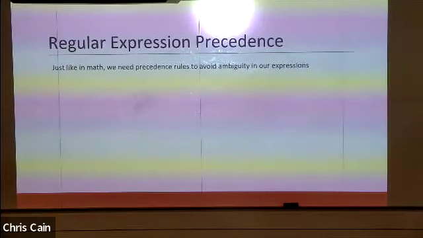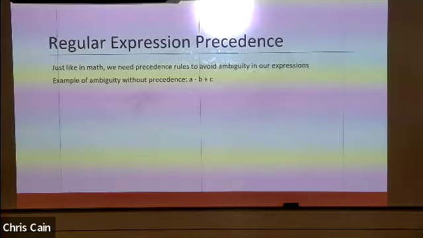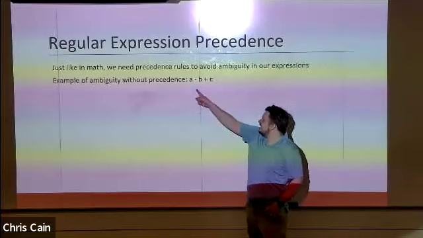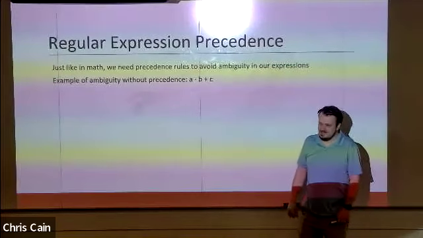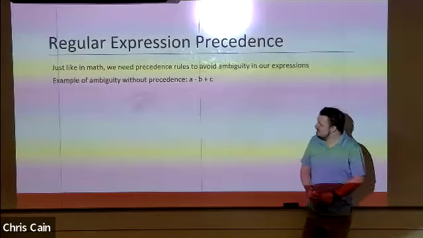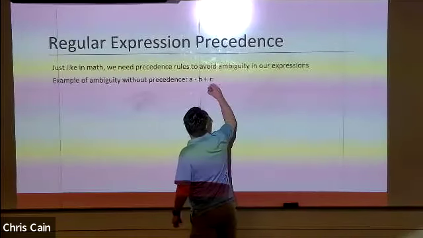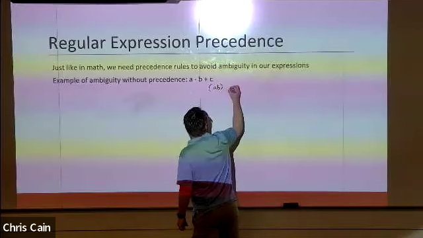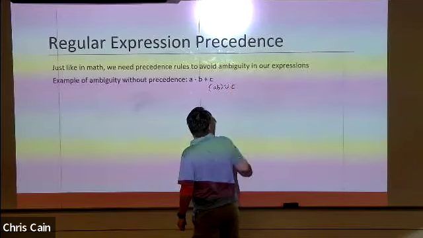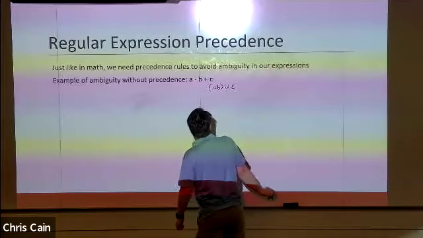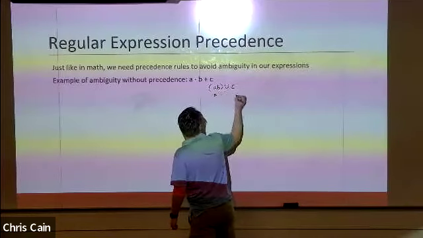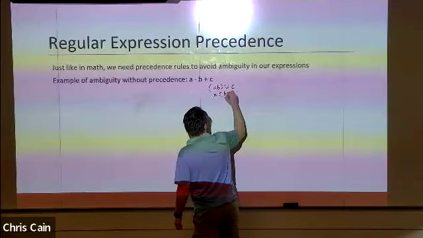So just like in math, we need rules to avoid ambiguity in our expressions. Without precedence, we get ambiguity like A concatenated with B union C. What does this mean? Do we put the parentheses around AB union C? Or do we put the parentheses around A concatenated with B union C?